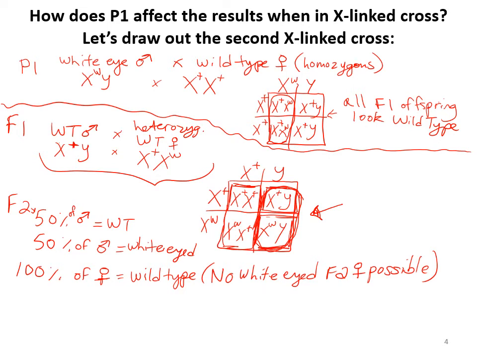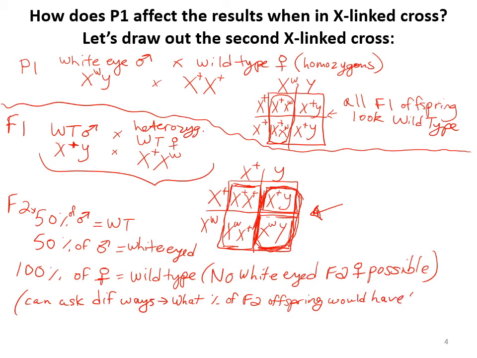Okay, so I can ask it in different ways. So for instance, what percentage of F2 offspring in this cross, and I'd always tell you what flies you're crossing together. So what percentage of F2 offspring, when crossing a wild type male with a heterozygous wild type female, would have white eyes?